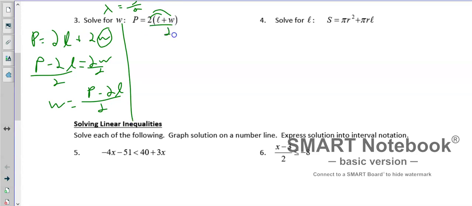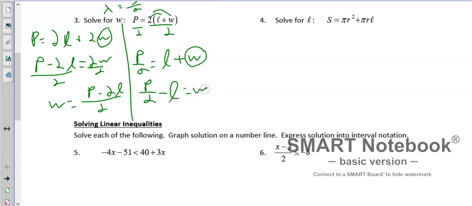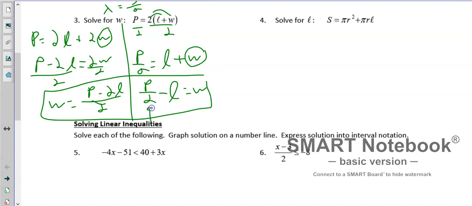Or some people say, let's just get rid of the 2 first and get P over 2 equals L plus W. And so I'm trying to get this by itself, I just subtract L, and that gives me P over 2 minus L equals W. These are both correct answers. Why is that? Because on the left side, if I broke this up and put the 2 underneath the P, I'd have this. I have the 2 underneath the 2L. The 2's would cancel, and I would just have that. So they're both correct. All right.